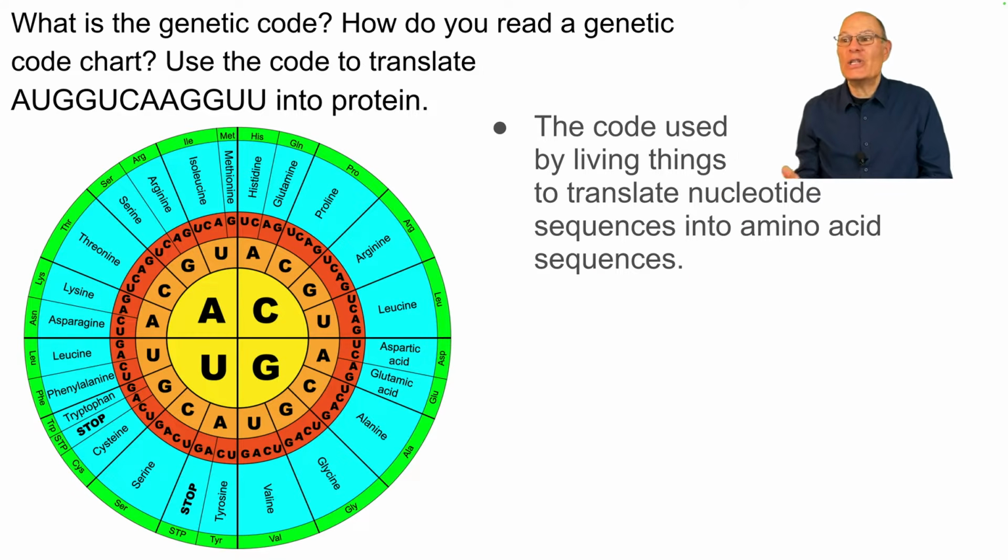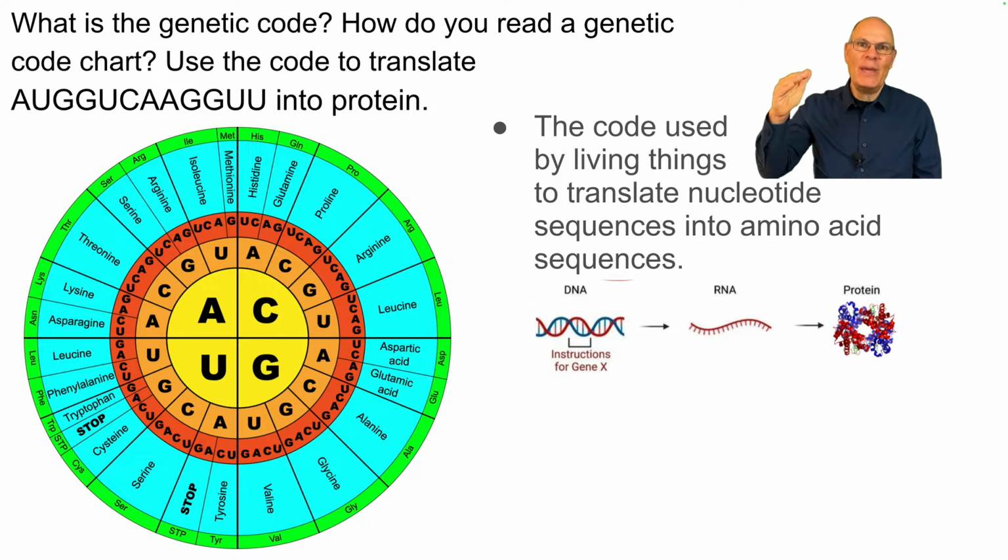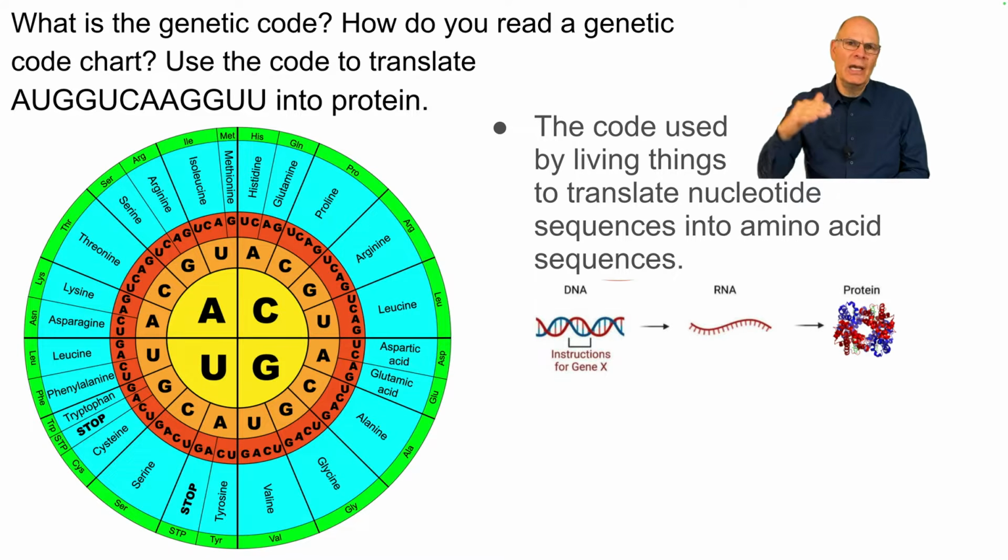The genetic code is the code used by living things to translate nucleotide sequences into amino acid sequences. We've talked about how DNA makes RNA, makes protein. DNA to RNA is transcription. Now we're going to get from RNA to protein.